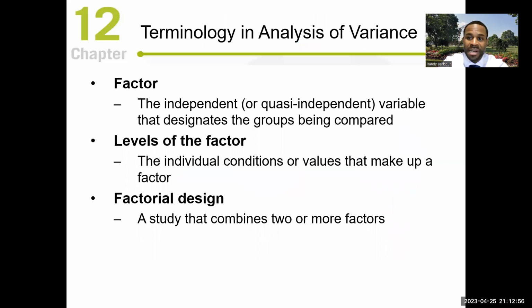So with analysis of variance, you have what we call a factor. And the factor is that independent variable, and it designates the groups that are being compared. So in the example that I used before, I used those three studying techniques, right? So the studying techniques, that is the factor. That is that one independent variable, and that independent variable is broken up into three different levels, okay? Three different levels or three different individual conditions. So when we say the levels of a factor, those are those three levels, okay?